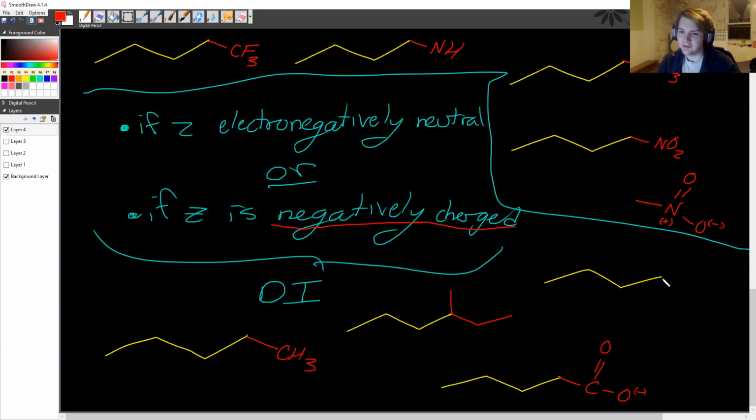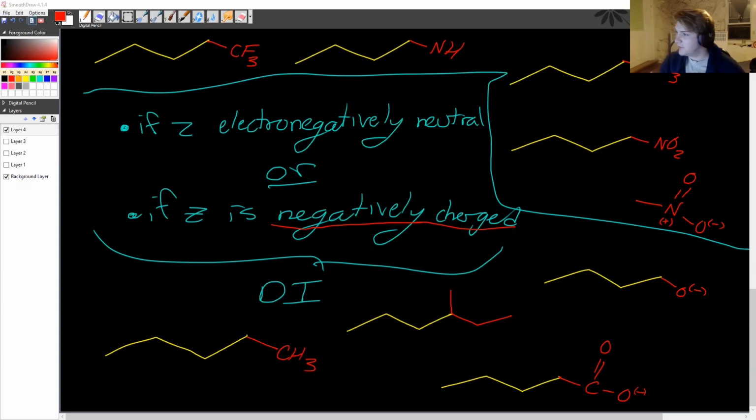Even O minus is going to be donating electron density into the structure because it is so high in electrons that it is going to be pushing some of it back into the drug structure, which is why if you see an O minus on their exam and it's on just a regular chain, this is going to be donating inductively, like 95% sure. Likewise, if you have something like this, this is still a negatively charged species, so this is going to be donating inductively as well. So there's only really two examples of what's going on. It's either carbon chain or it's negative. That's the only things that we care about.